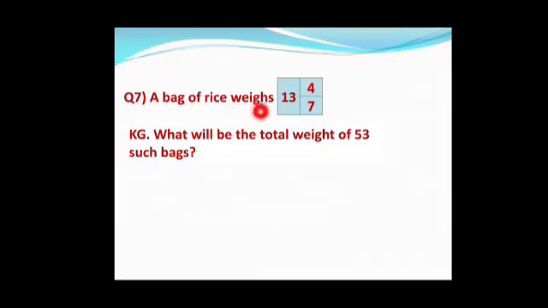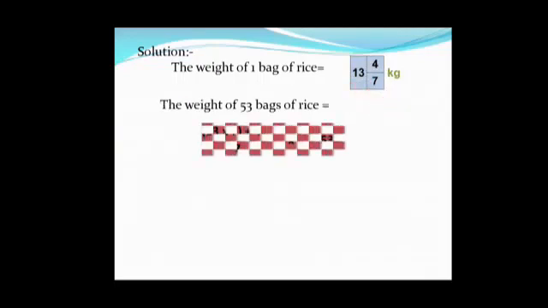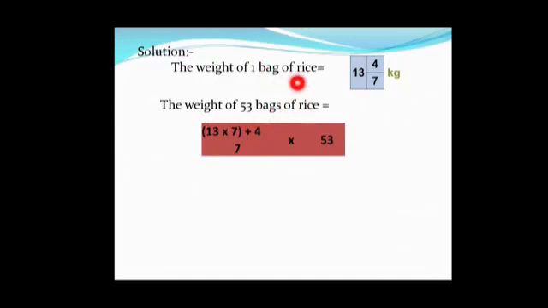A bag of rice weighs 13 and 4 by 7 kilogram. What will be the total weight of 53 such bags? Right? So we know that the weight of one bag of rice is equal to 13 and 4 by 7 kilogram. So the weight of 53 bags of rice, we know that one bag of rice is equal to 13 and 4 by 7 kilogram. Okay, so therefore the weight of 53 bags of rice, here we need to multiply this amount by 53, right?